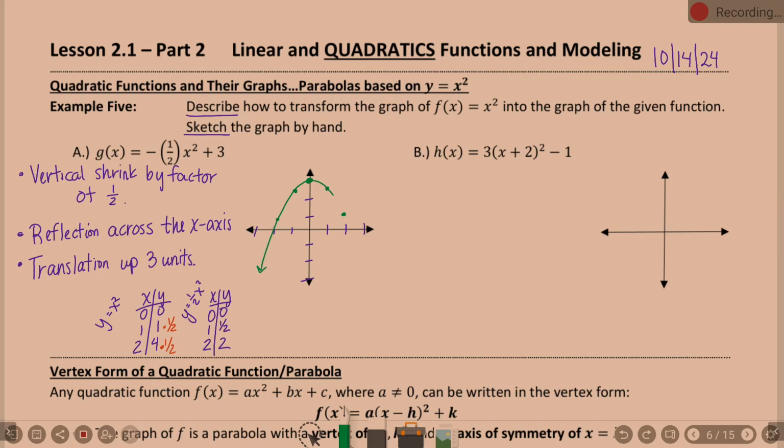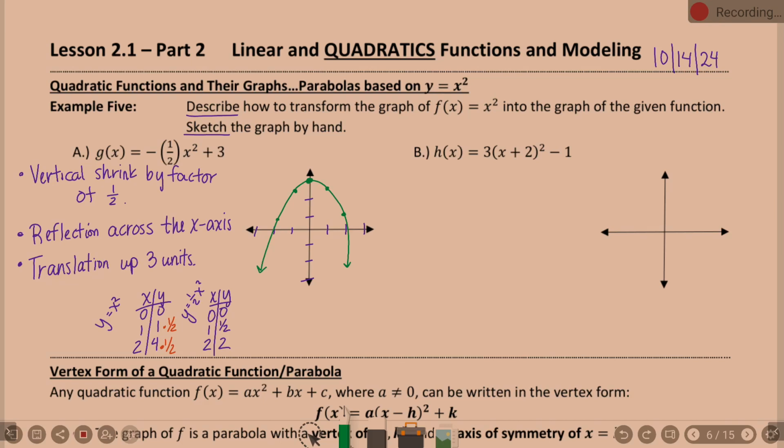It is a shrink, so when you shrink something, we're forcing it down, which in the process makes it appear wider. Okay? Again, it's a sketch by hand. So, not perfect, but if you were to graph this via calculator now, it should match up. Okay, questions there? Okay. Let's look at B.